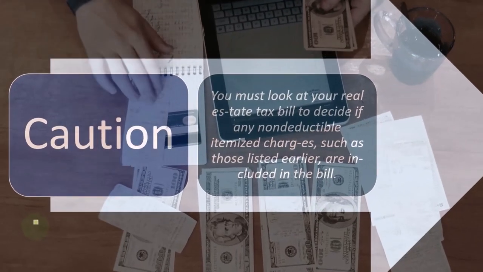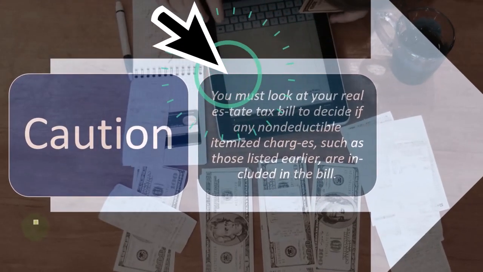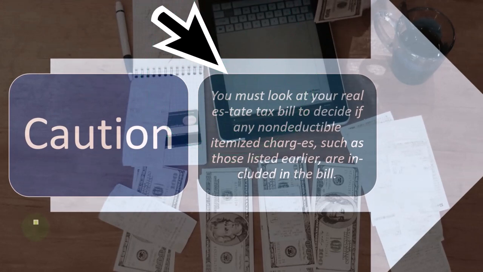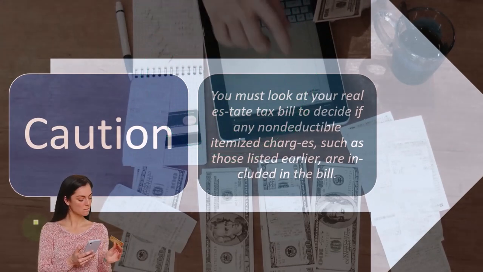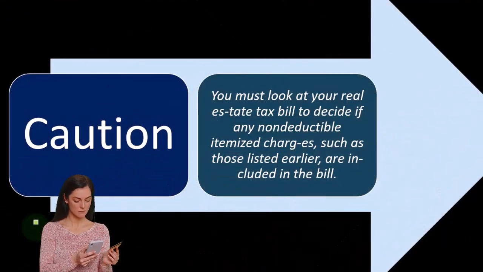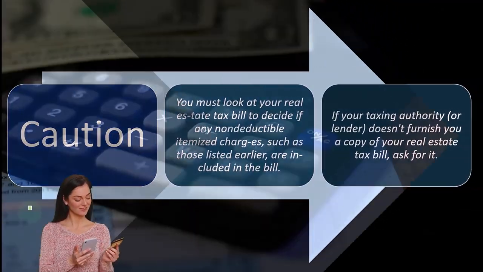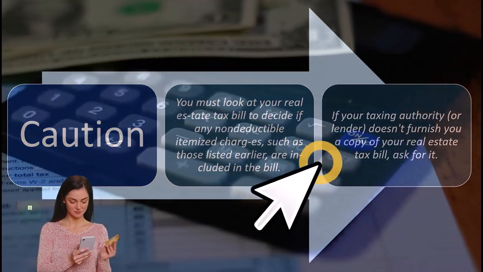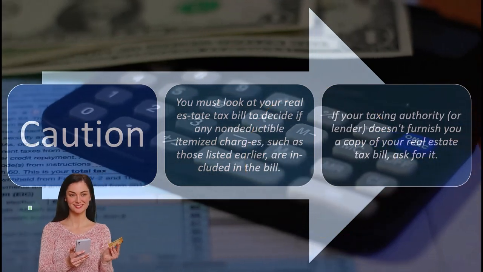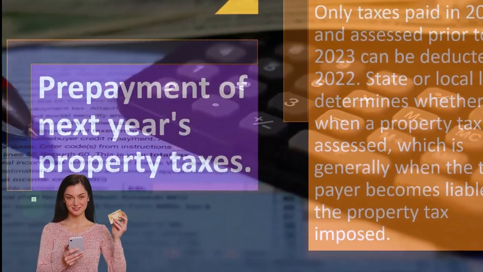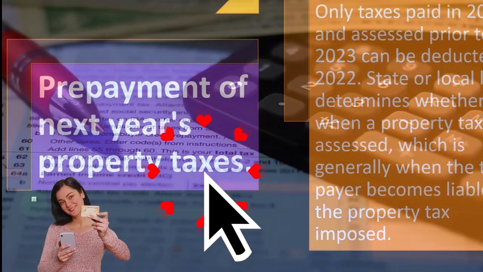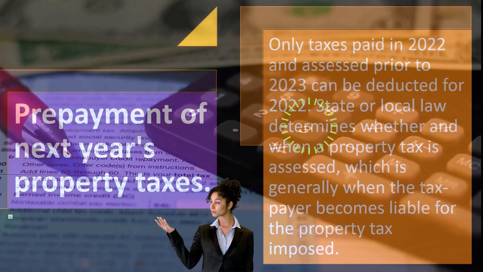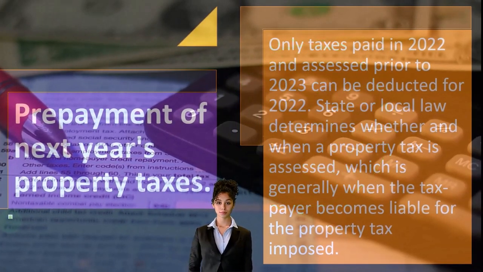Caution: you must look at your real estate tax bill to decide if any deductible items, charges such as those listed earlier, are included in the bill. So if your taxing authority or lender doesn't furnish you a copy of your real estate tax bill, ask for it.